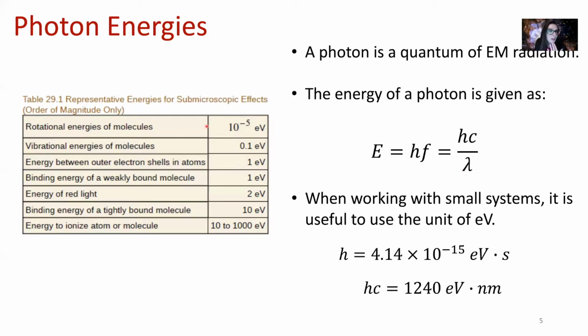So over here, we've got the representative energies for submicroscopic quantum effects, and we were thinking about the order of magnitude. The energy of red light, for example, is 2 electron volts. So you can talk about the energy of visible wavelengths of light in terms of electron volts as well.